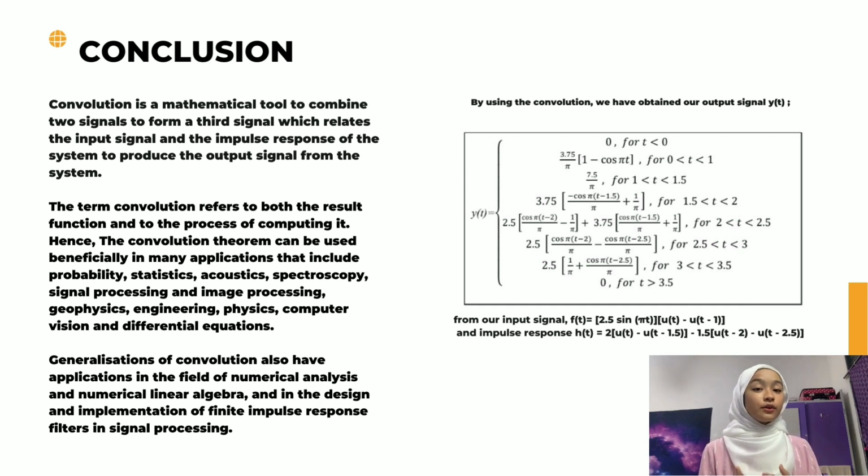Hence, the convolution theorem can be used beneficially in many applications that include probability, statistics, acoustics, spectroscopy, signal processing and image processing, geophysics, engineering, physics, computer vision, and differential equations. Generalizations of convolution also have applications in the field of numerical analysis and numerical linear algebra, and in the design and implementation of finite impulse response filters in signal processing.